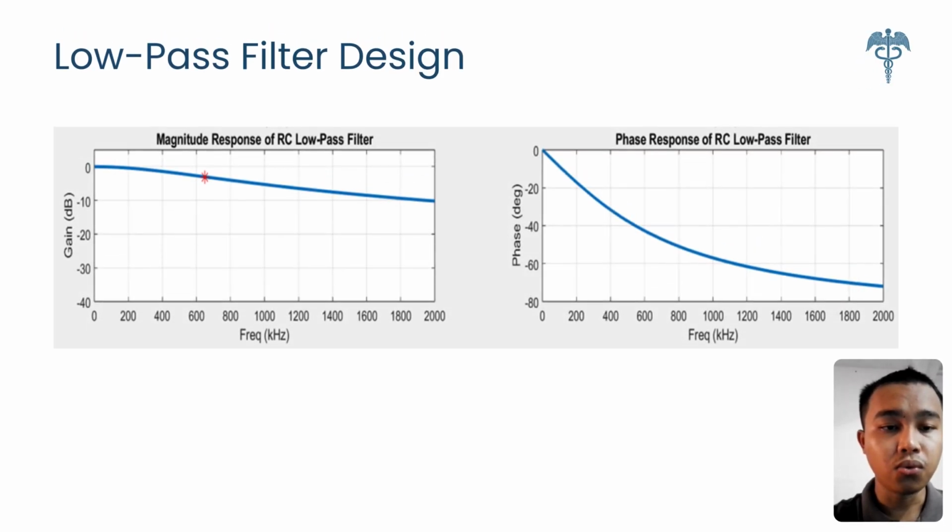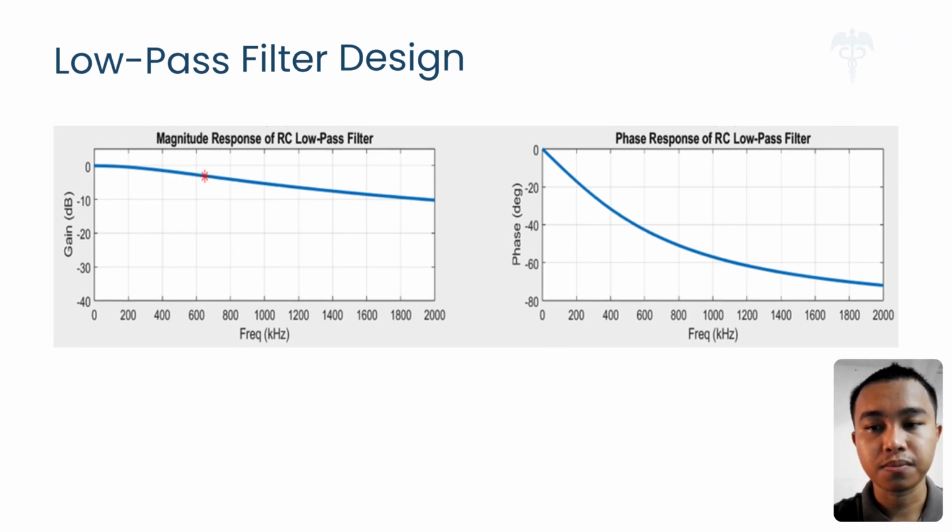And next, we design our RC low pass filter. Our goal was to create a filter with a cutoff frequency of 650 kHz. The gain plot on the left is the most important result here. It shows that the filter passes low frequencies at 0 dB and then starts to block the higher frequencies. We can confirm our design is correct because the gain is exactly negative 3 dB, right at our target of 650 kHz. The plot on the right shows the phase shift introduced by the filter.